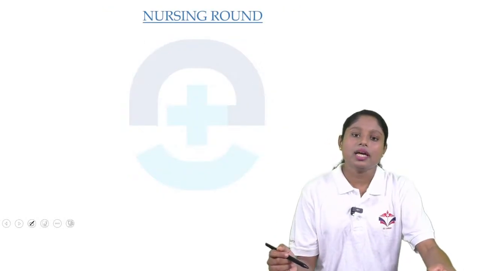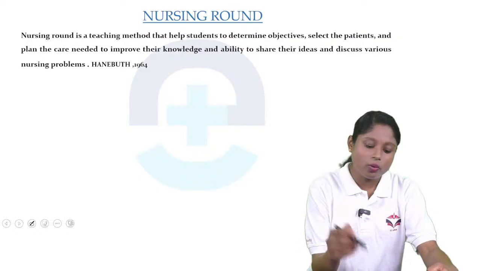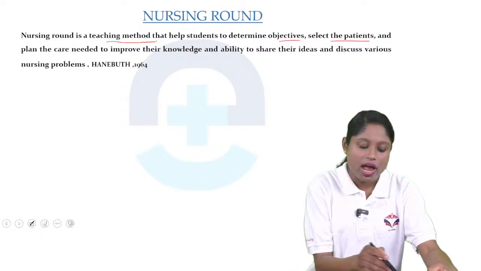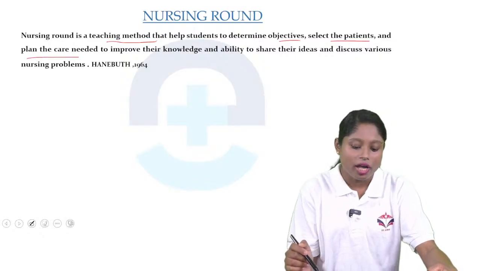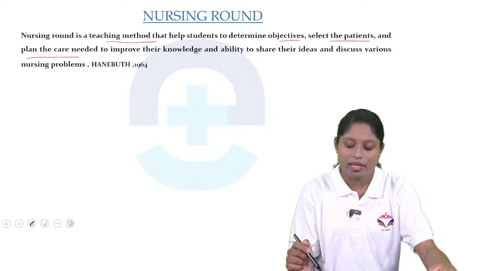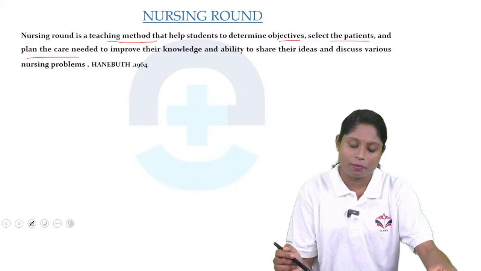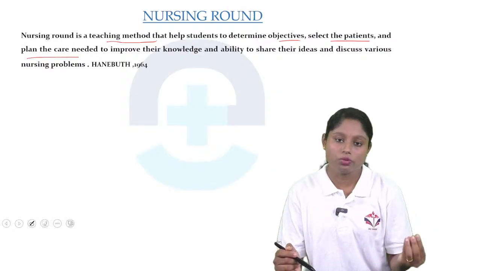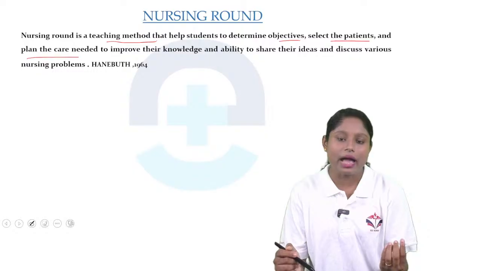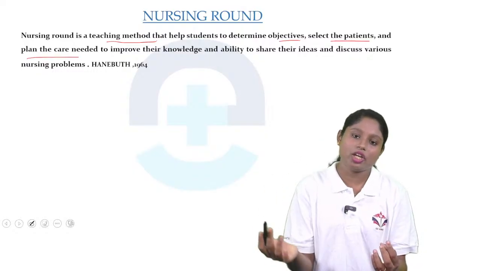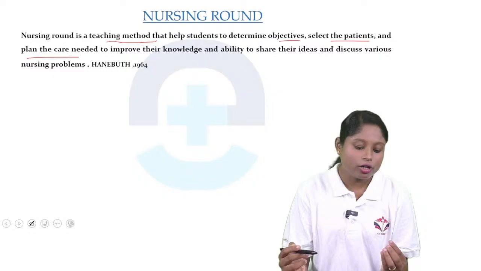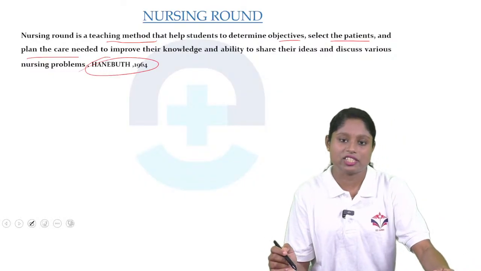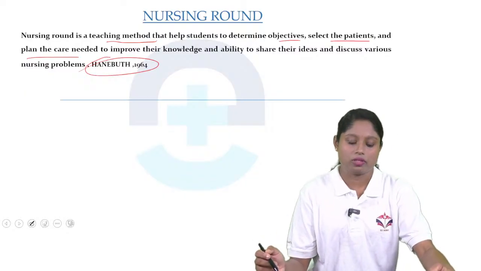Next is nursing round. So what is nursing round? Nursing round is a teaching method that helps the students to determine objectives, select the patient, and plan the care needed to improve their knowledge and ability to share their ideas, and discuss various nursing problems. So it's a teaching method helping students to determine what objectives they need to do, how to select the patient, and what care they need to give, what plan of care is needed to improve their knowledge and ability. So it's defined by Handbook in 1964. So that is nursing rounds.